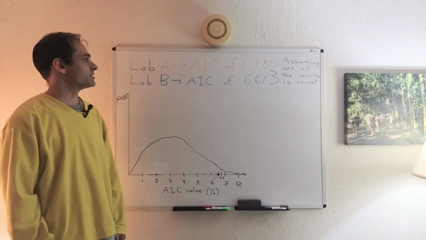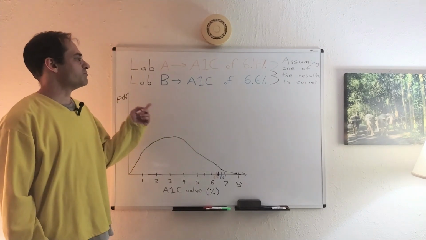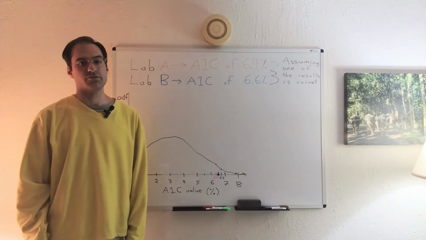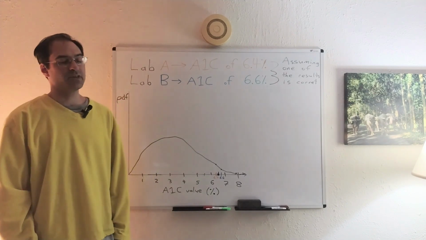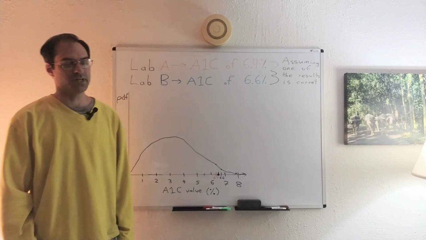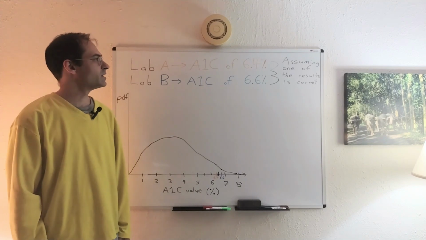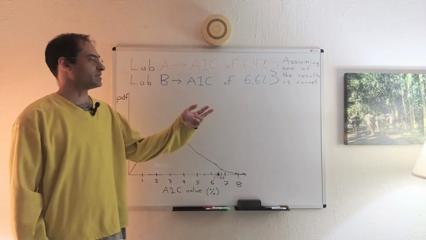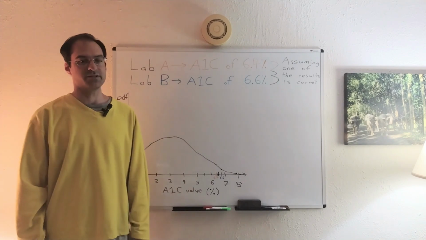And lab A says that the A1C value is 6.4%, while lab B says that the A1C value for the same patient is 6.6%. Now that could be a bit of a problem because, as we saw on the slide, the critical value for assessing whether a patient has diabetes is 6.5%. So here lab B is saying that the patient does have diabetes, while lab A is saying that the patient does not.